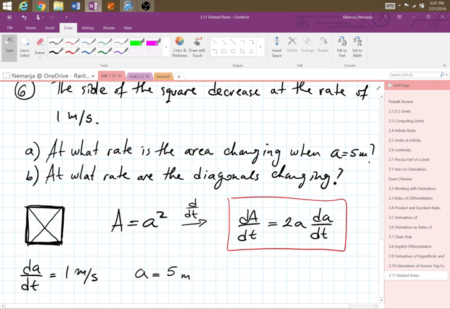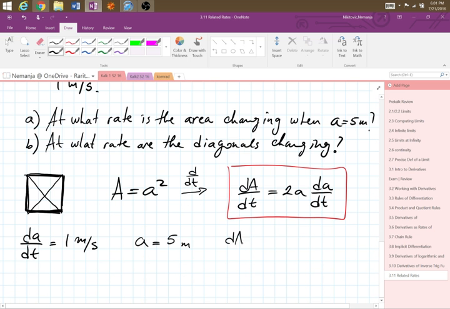So now, all you need to do is plug that in, and you will be calculating how fast the area is changing. It's 2 times 5 times 1, which is 10. Now it's area, so it's going to be meters squared per second. So if the rate of change of the side is 1 meter per second at a equals 5, the area will be changing 10 meters squared per second.